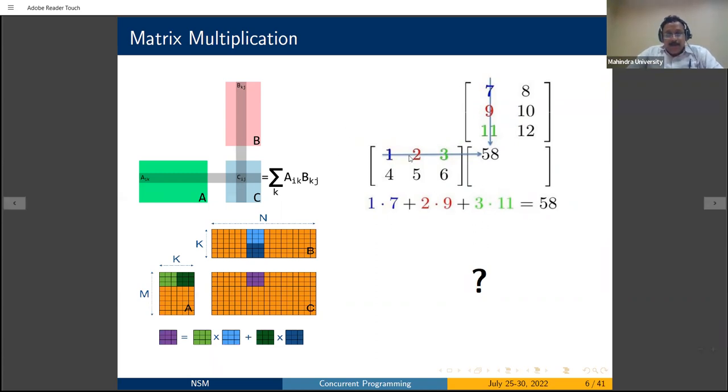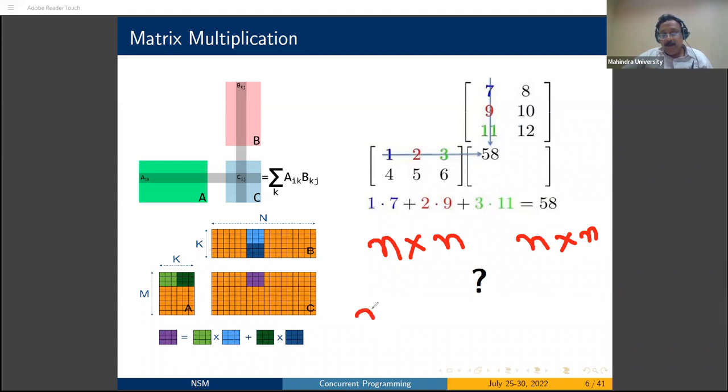How can these two matrices be multiplied? They can be multiplied by writing a very simple program. With the help of three for loops, we can easily build that logic in any programming language. Suppose, for the sake of simplicity, we consider two matrices of order n by n. To multiply two matrices of order n by n, how many multiplications do we need to perform? We need to perform n cube multiplications.